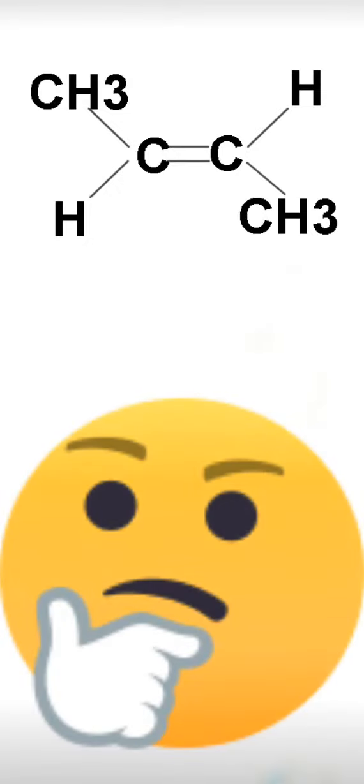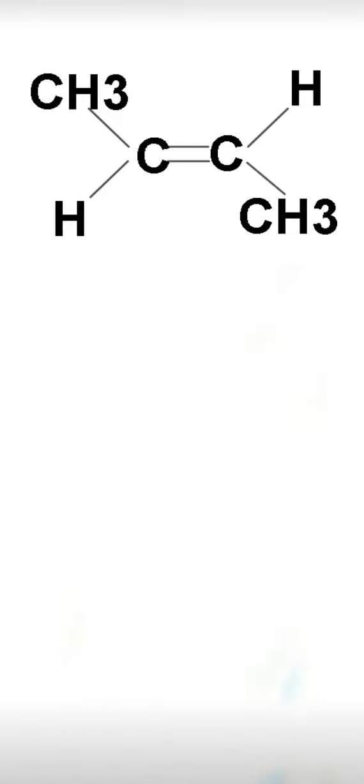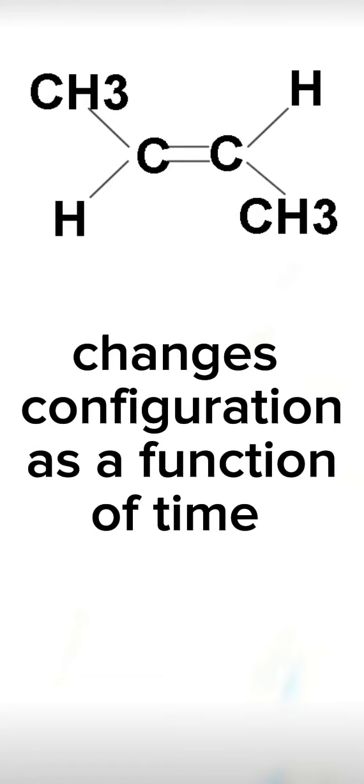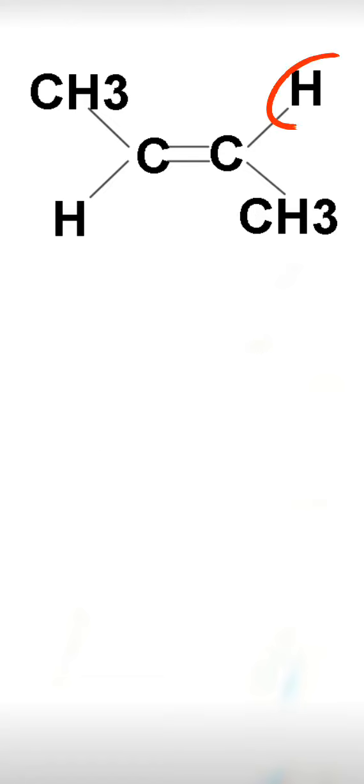So the first thing you need to know: 1, check for restricted rotation. What does that mean? Whenever you have a double bond, the carbons connected to the double bond are not allowed to rotate. If this had been a single bond, rotation would have been allowed. As a result, the molecule changes configuration as a function of time. Meaning at a particular point in time, this hydrogen could have been at the bottom and the methyl group could have been at the top. So first thing, check for restricted rotation.